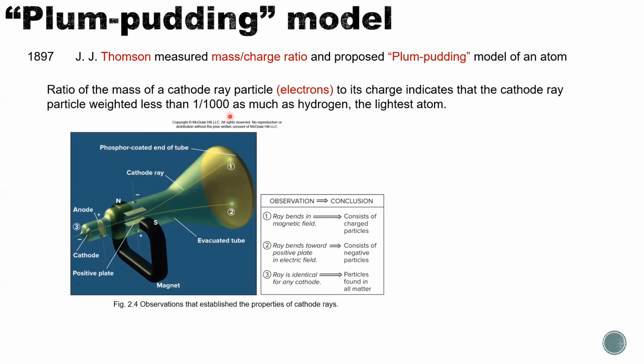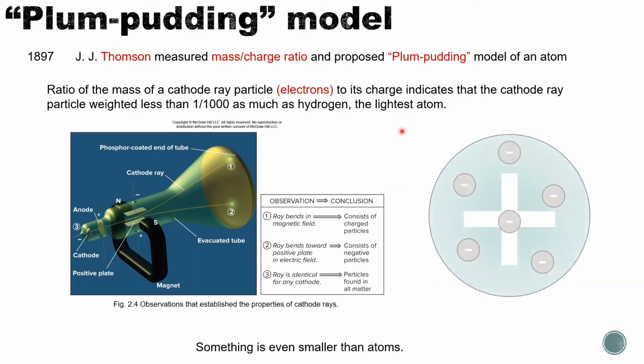What he found is that the cathode ray particle weighed less than 1,000th as much as hydrogen, the lightest atom. If an atom cannot be destroyed and is the smallest composition of everything in nature, what is this thing he found that is smaller than the smallest atom? So he found something even smaller than atoms, and based on what he found, he presented a model that explained it best by his time.